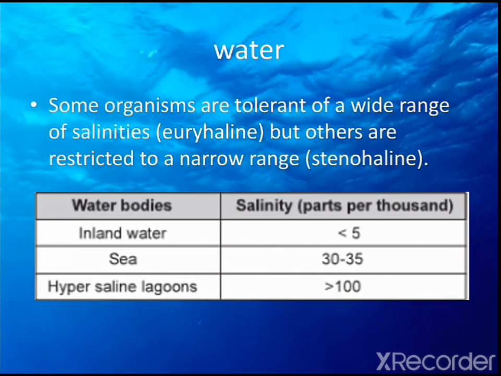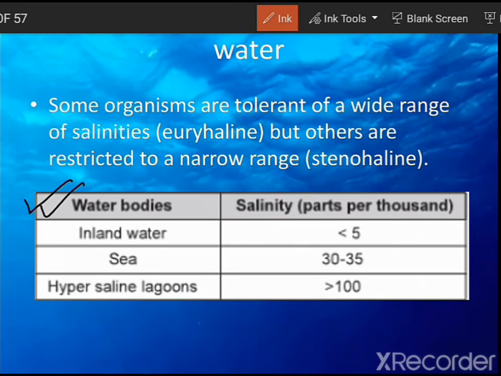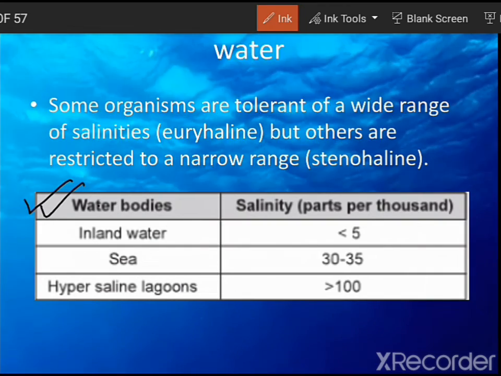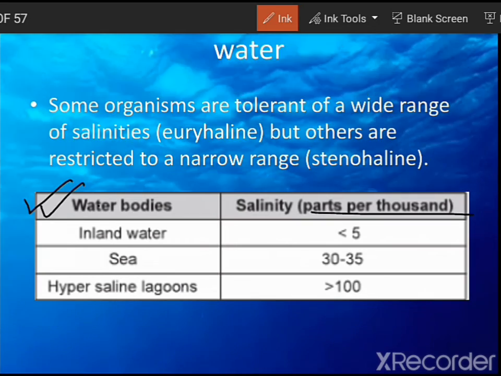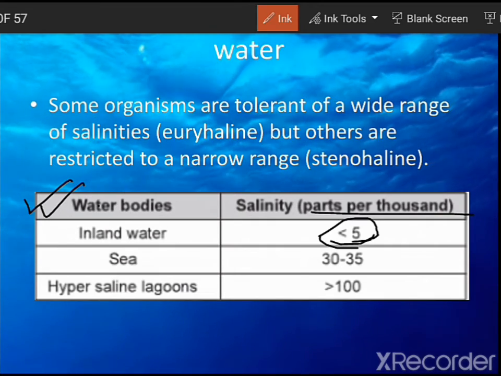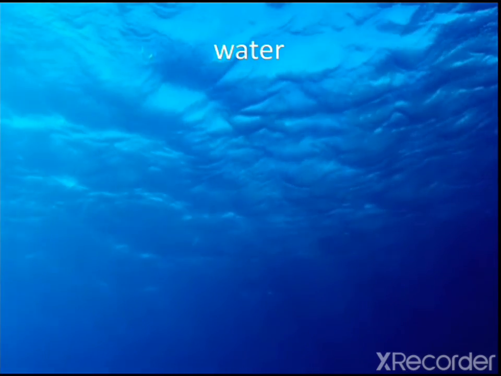So here you can see a table. This is a table based on the data which is given in NCERT. So this particular table shows what is the salinity of the different water bodies, which is measured in terms of parts per thousand. So here we can see in the case of inland water bodies, the salinity is less than 5, very less salinity. Whereas in the case of sea, it is between 30 to 35, and in the case of hypersaline lagoons, the salinity is greater than 100, extremely saline conditions. So these values are important.